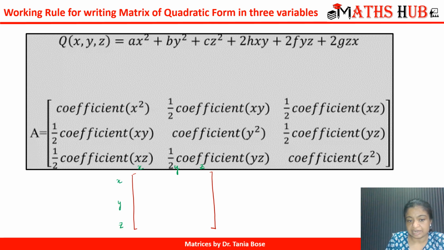Write x, y, z and write x, y, z over here, right? Now, what is the first cell corresponding to? It is corresponding to x into x, that is x squared. So, what is the coefficient of x squared? It is a. Write it over here, right?